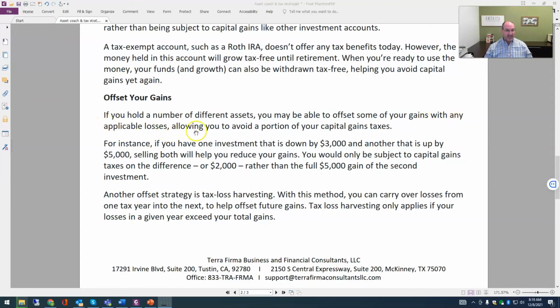Let's see, applying losses, allowing you to avoid portions of your cap gains tax. For instance, if you have one investment that is down $3,000, another investment that is up $5,000, selling both will reduce your gain, and you would be subject to capital gains tax on the difference of the $2,000.